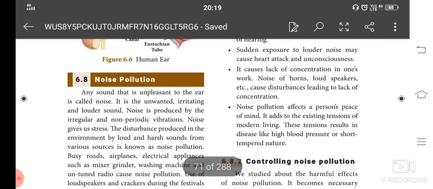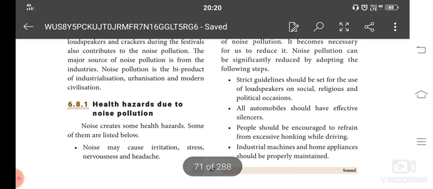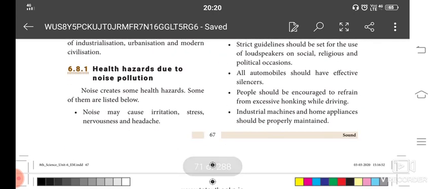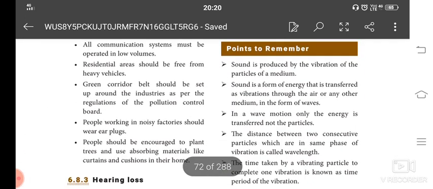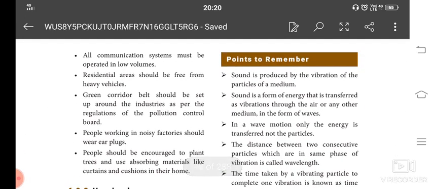Lack of concentration in work, and loudspeakers can disturb us, leading to lack of concentration. Noise pollution affects a person's peace. Peace means it disturbs our hours, and the tensions result from noise pollution. Controlling noise pollution: strict guidance should be followed, automobile vehicles can reduce the volume, and people should be discouraged from excessive honking, and industrial machines and home appliances should be controlled. All communication systems must be operated at low volumes.